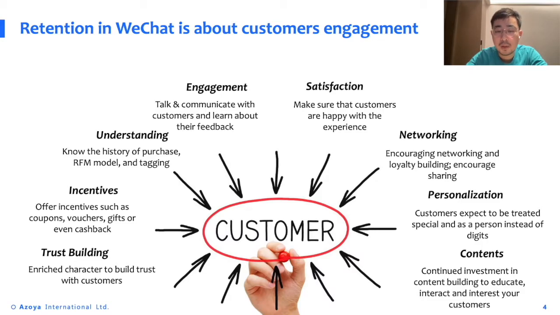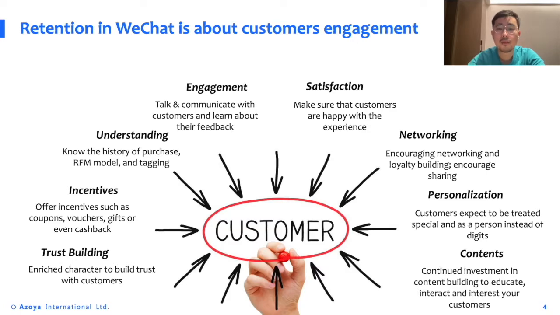Rule number 2 is incentive. It's easier to get customer interest via incentives, but also be careful not to turn them into demanding customers that only buy when you're doing a discount. Rule number three, understanding. Know your customer's background. We do that by learning about the history of their purchases, their RFM model, and the tags that we have in the system, so that when we're speaking to a customer, we know about them instead of treating them as a new customer, or saying something that they don't like.